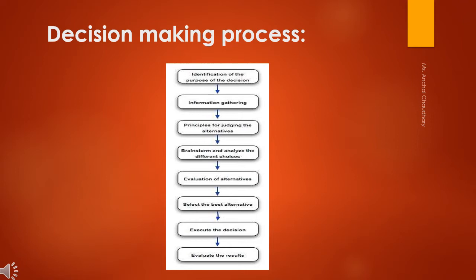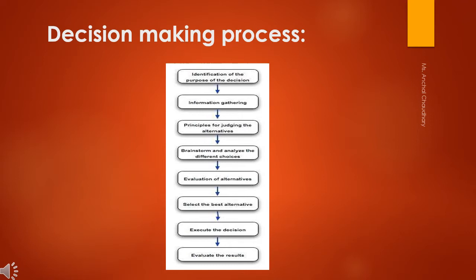Then after understanding the purpose of the decision, the next step is information gathering. Once you have the purpose and objective, the next thing you have to do is gather some information regarding those problems which you are currently facing, for which you are going to make the decision. So you have to gather the information regarding it, so that it will be easy for you to solve that problem and to have the answers to that particular problem.